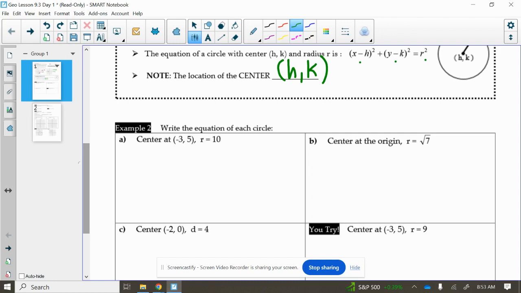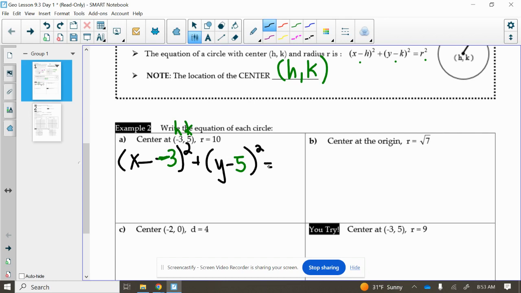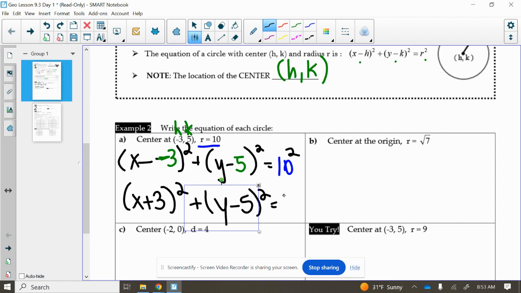So in our first example, they are giving us that our center is at (-3, 5). So if we start plugging into our formula, x minus our h value, which is again -3, quantity squared, and then plus y minus our k value of 5, quantity squared, and that is going to equal our radius value, which is 10, squared as well. So our final answer, that minus a negative turns into plus, and then we have y minus 5 quantity squared, and then 10 squared is 100.